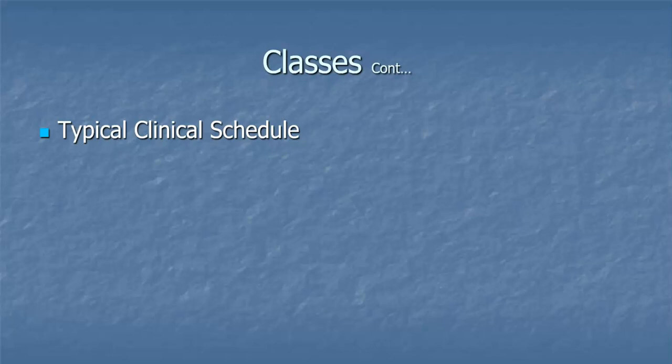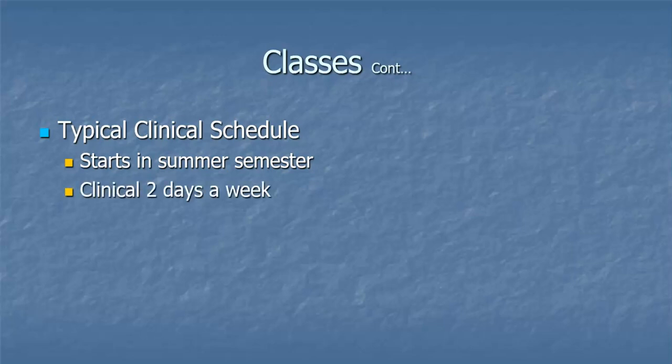The typical clinical schedule, you start in the hospital in the summer semester. So the very first semester that you're here, in the spring, you are going to be taking foundation classes. Then once you start in the summer, you will be taking actual clinical courses. Clinical is 2 days a week, and that is the entire time that you are in the program. You will have clinical 2 days a week. The other days, you will have lecture. So you will be here on the days you are not in the hospital.